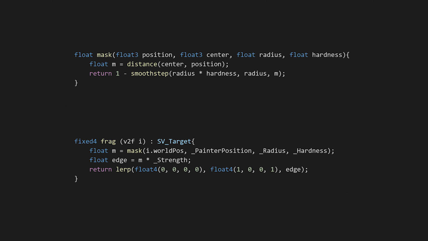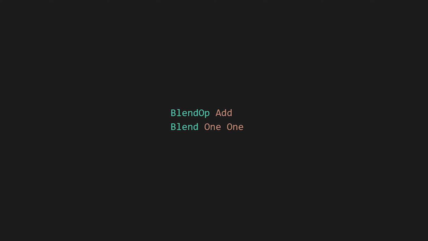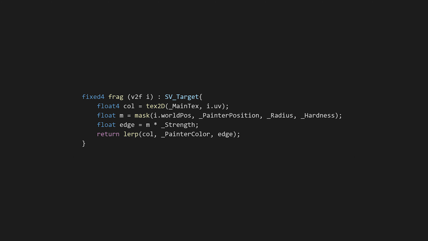In the initial phase, we used only the red channel to paint on the mask, using 2x1 as blend factors. But to support multiple colors, we have sampled the texture and interpolate between the background color and the color of the brush.